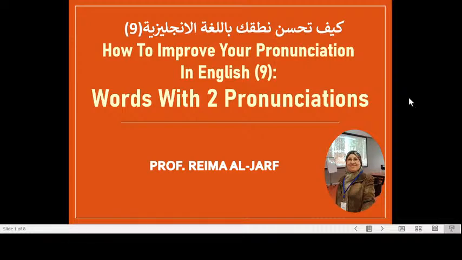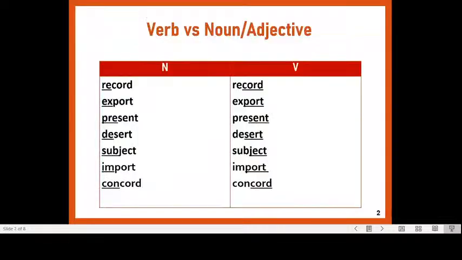Today we're going to take a look at some words with two pronunciations. Now in English, there are words that have two pronunciations for different reasons. For example, in this table, we have two columns with two groups of words. In the first column, the words are nouns. In the second column, the words are verbs.